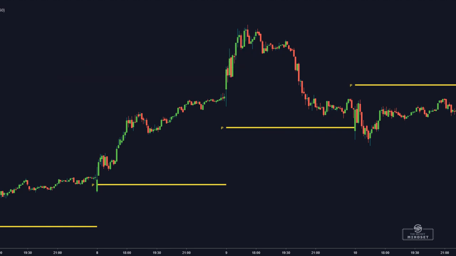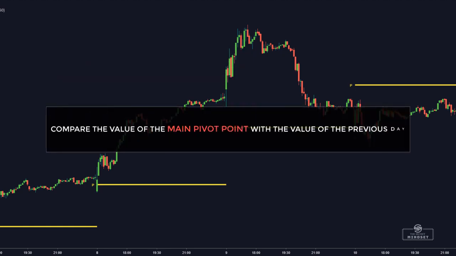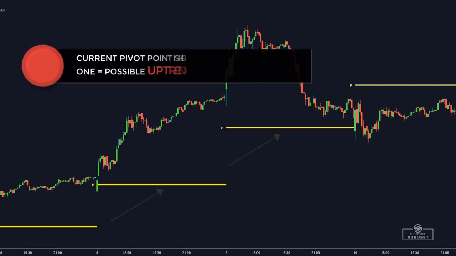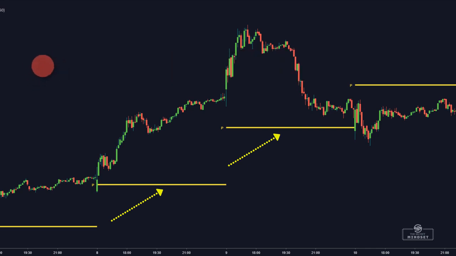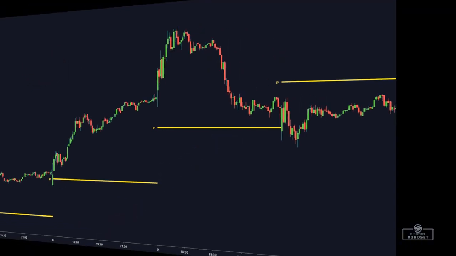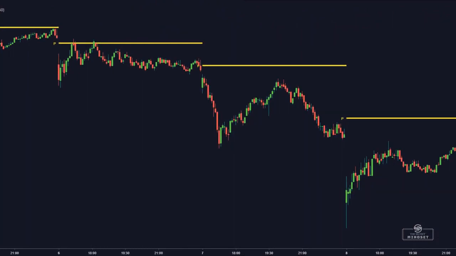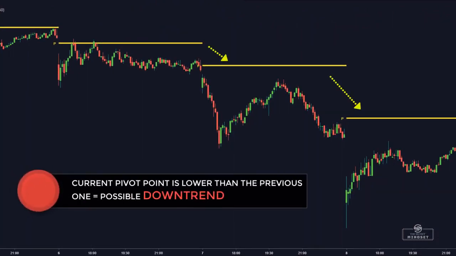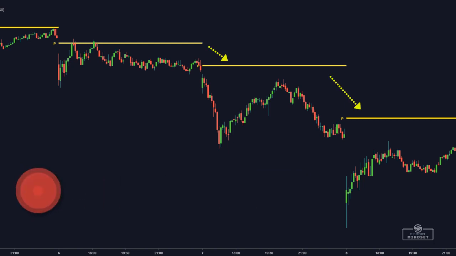Here's how I determine the main trend. I prefer to compare the value of the main pivot point with the value of the previous day. If the current pivot point is higher than the previous day, I consider this a good indication of an upward trend and look only for long positions. If the current pivot point is lower than the previous one, I consider taking only short entries because we are in a potential downtrend.